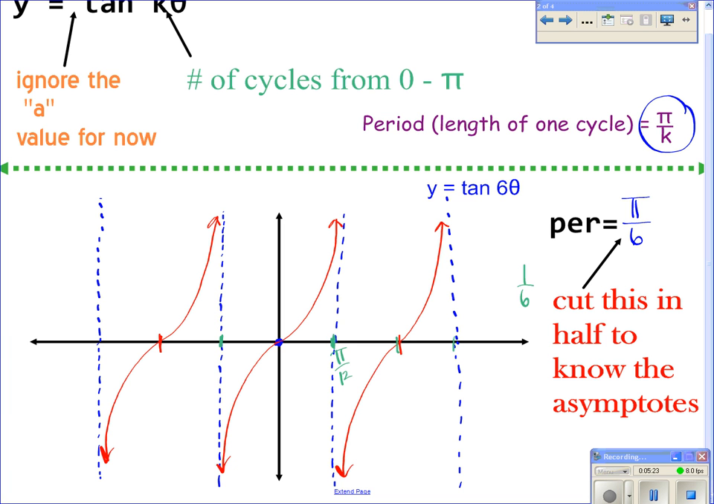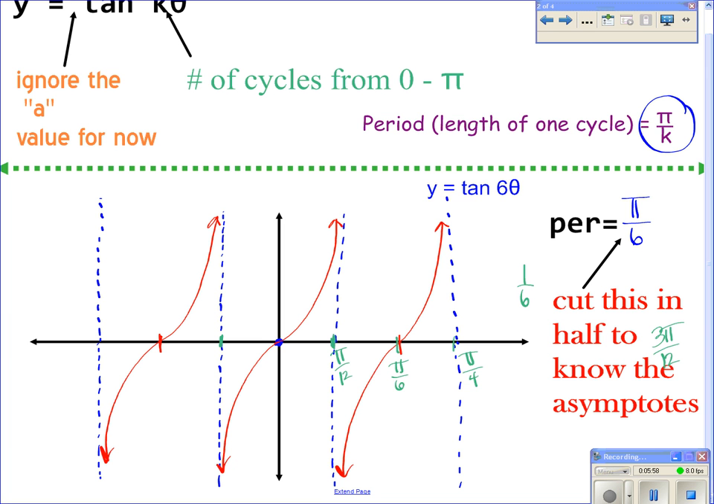So the next one's going to be 2 pi over 12, which simplifies to be pi over 6. And 3 pi over 12 is pi over 4. And I do want you to simplify them. So if the first time around you just want to write pi over 12, 2 pi over 12, 3 pi over 12, and then tell me what they are simplified underneath them, that's totally fine.